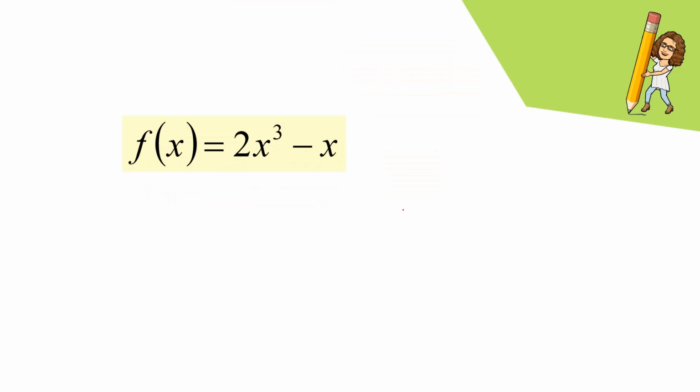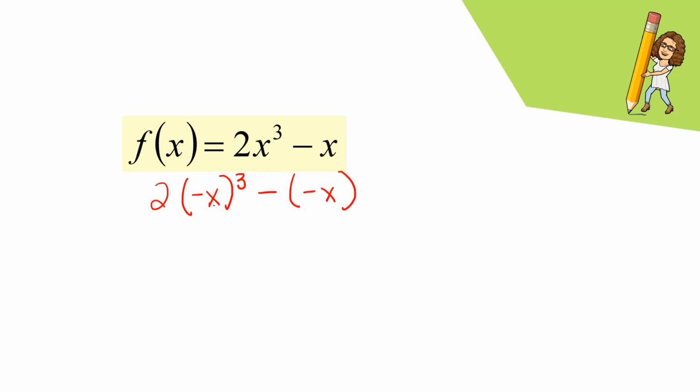Let's try another function. So I have 2x to the third minus x. Again, we're trying to identify an even function. So we're going to substitute a negative x in. So I'm going to write 2 times negative x cubed, minus negative x.